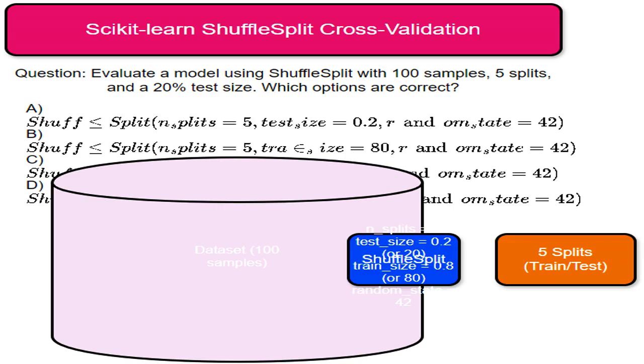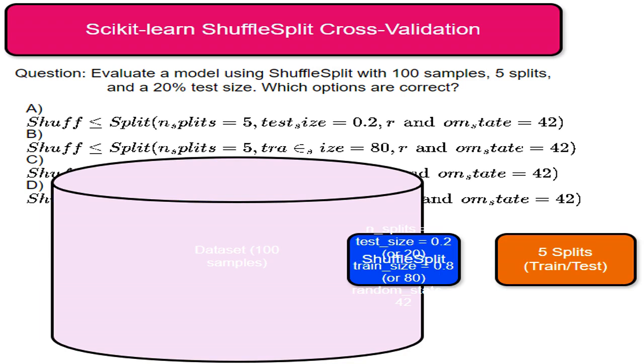n_splits equals 5 means I want 5 different random splits. test_size equals 0.2, or 20, which is 20% of 100, sets the size of the testing set to 20% of the total data. train_size equals 80 or 0.8, which is 80% of 100, is the size of the training set in number of samples, 80, or as a proportion, 0.8, of the total data.